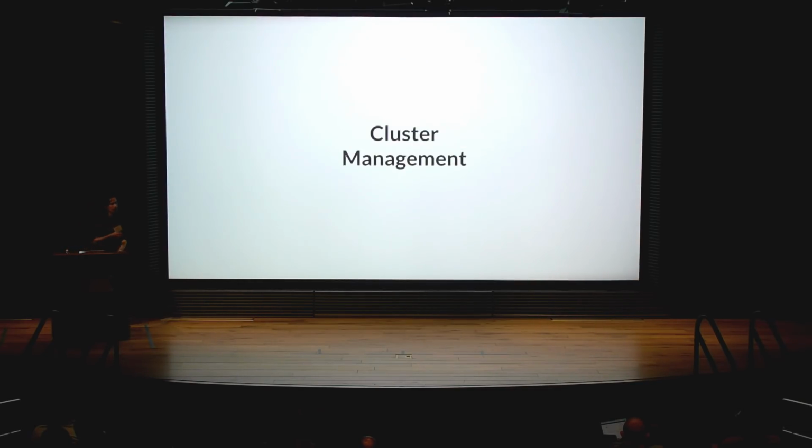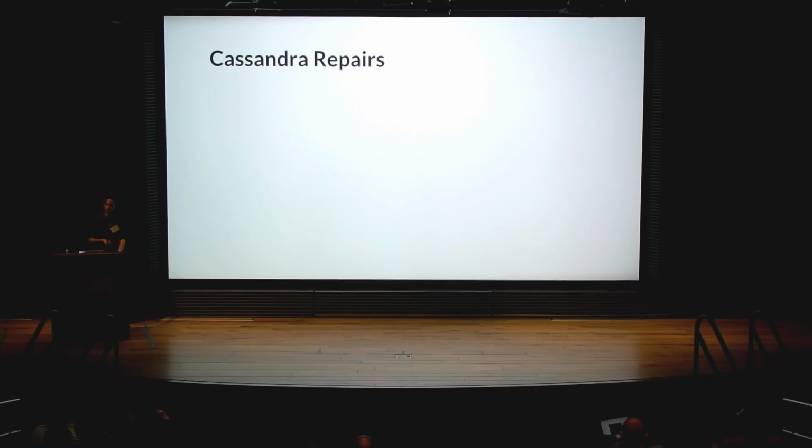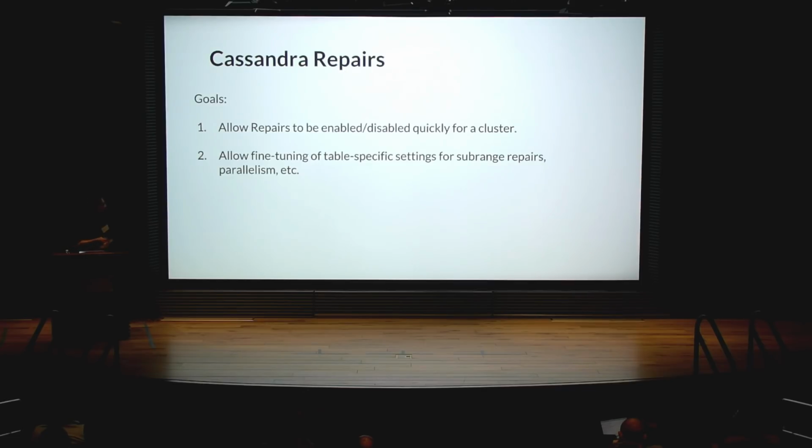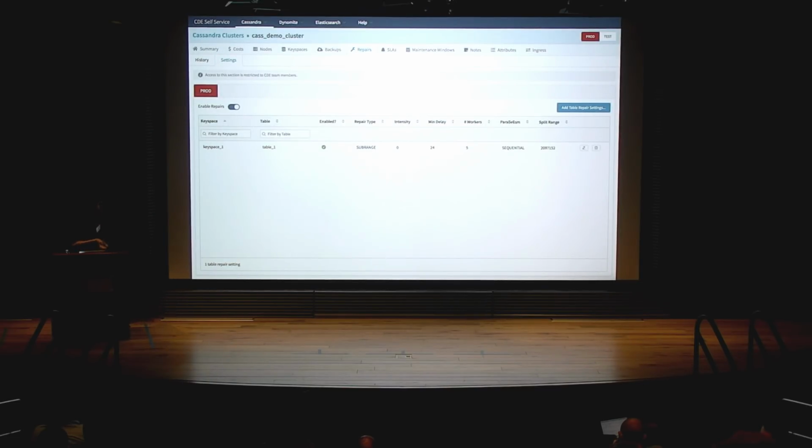The next aspect is cluster management. So this is again talking about things that the CDE team themselves use, not other engineers within the company. One example of this is Cassandra Repairs, and we'll go into a really awesome deep dive in one of the upcoming talks. But the goals here from a CDE service's perspective were to allow repairs to be enabled and disabled quickly for a cluster, and then allowing fine-tuning of table-specific settings for things like subrange repairs, parallelism, and all of those things. So here's an example of what that looks like in the tool.